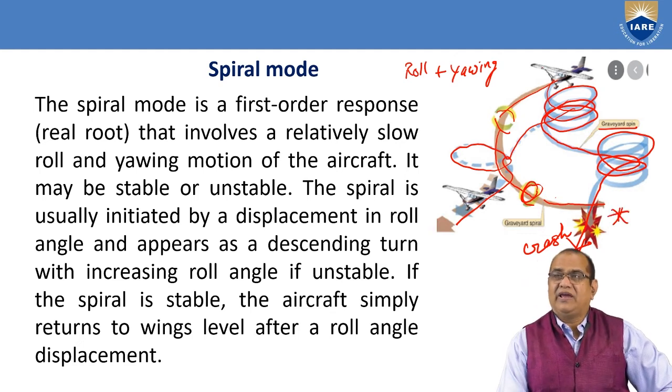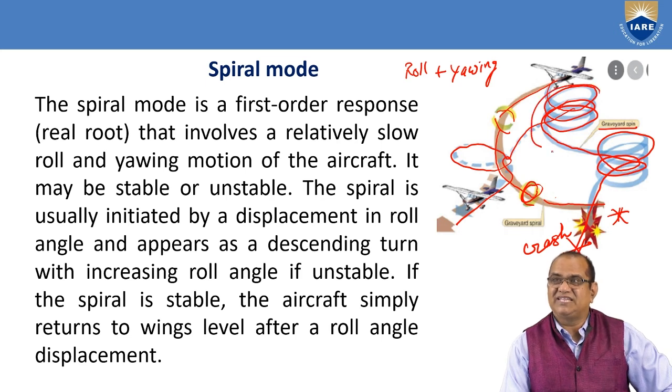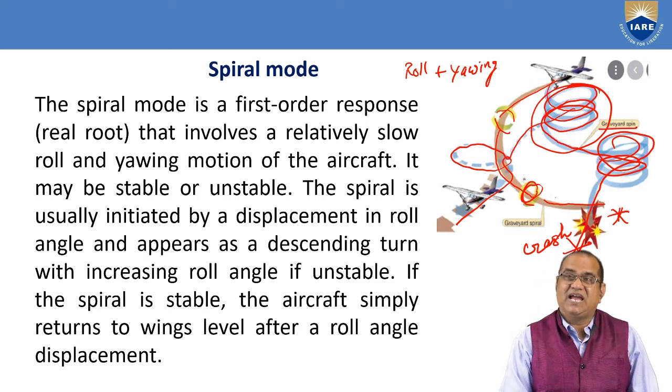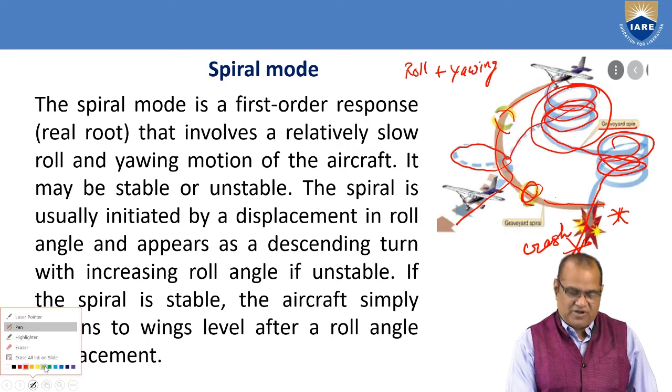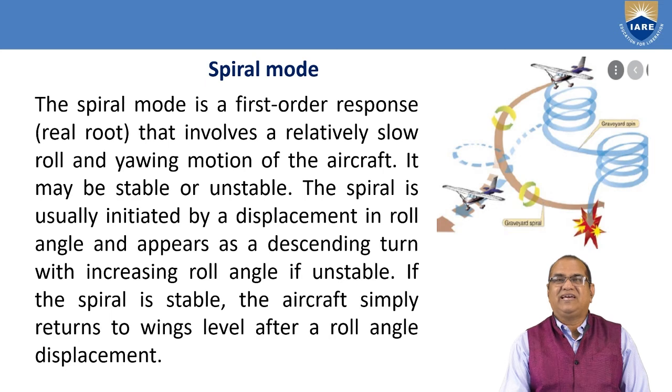So your rolling and yawing angle should be within the limit, and the pilot has to take action at the first stage itself. If the pilot is not able to control here and it has reached here, then it will crash. So the spiral mode is a very dangerous activity, and the pilot has to try to avoid such maneuvers normally to save the aircraft.